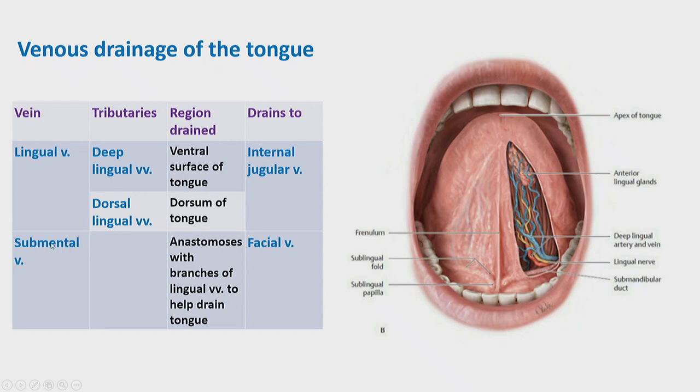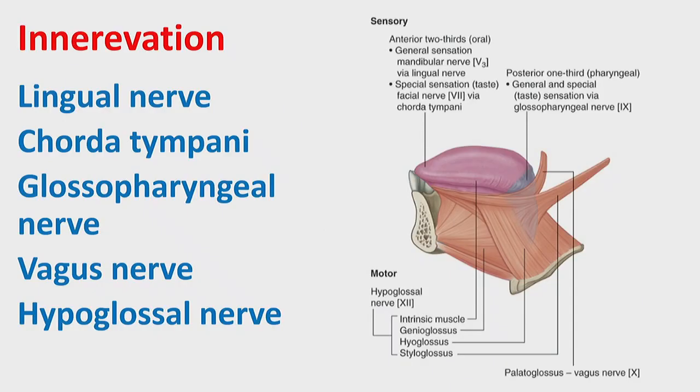And the other vein, which has a similar artery, is the submental vein. The submental artery was a branch of the facial artery, so here the submental vein is draining to the facial vein. And finally, again, the facial vein drains to the internal jugular vein. So this is the tongue.